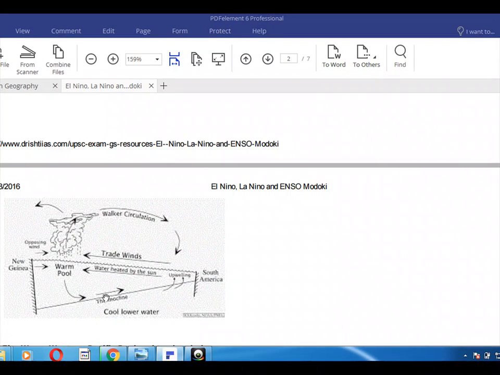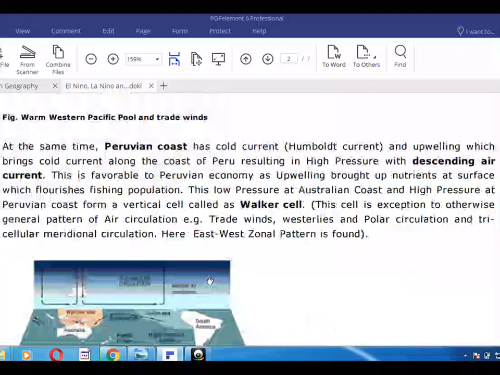Here you can see the thermocline moving, upwelling, and water heated, and here the lower water is cool. So here is New Guinea. Now you can see the opposing wind blowing here, and the water circulation and trade winds. So in this diagram, the warm Western Pacific and trade winds.